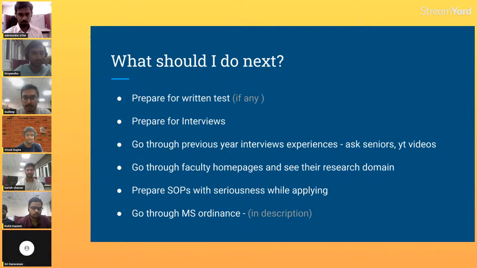One important suggestion that I want to make is that please go through the previous year interview experiences. As you all know, there is a very famous platform for the GATE CSE community called GATE Overflow. On the GATE Overflow platform you can find the previous year interview experiences, a very well curated list for all of the IITs.